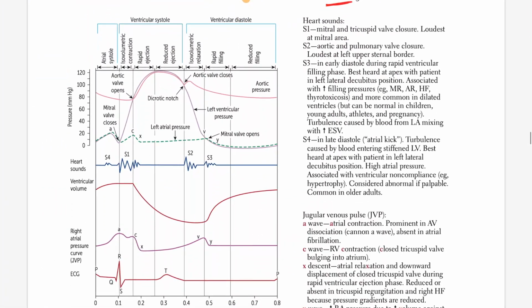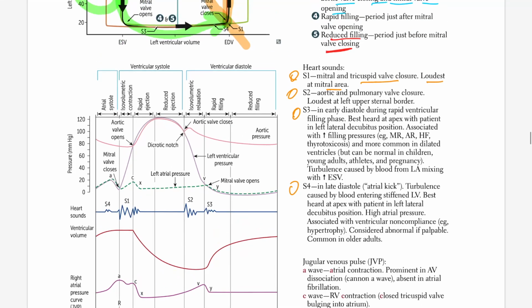Moving on with the next one, which is the heart sound. What is heart sound? We have S1, S2, S3, S4. S1 is basically mitral and tricuspid valve closure, which is loudest at the mitral area. That's the S1. Let's actually draw it, that will be better. If you recall, you have a right atrium and a right ventricle. You have a left atrium, you have a left ventricle, right?